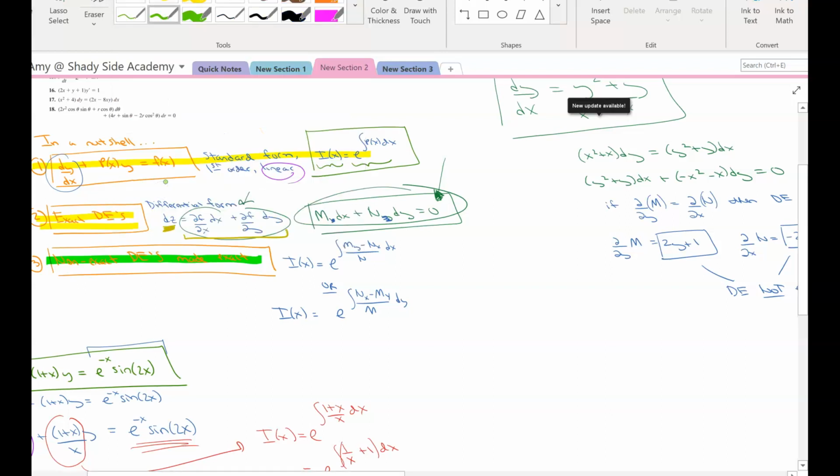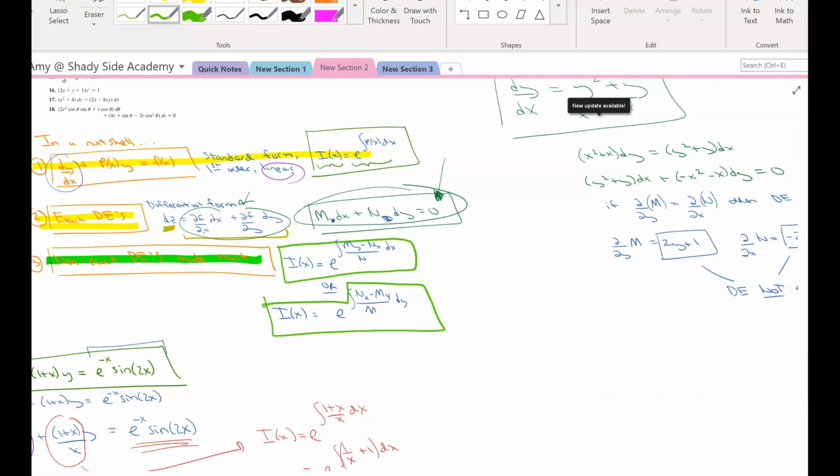In this case, though, you have two choices of integrating factors: integrating factor 1 or integrating factor 2. Generally speaking, you pick the integrating factor that is easier. What did I say as a shortcut? I think I said that if M is easier, and M is that which is attached to the differential dx, you use the integrating factor.